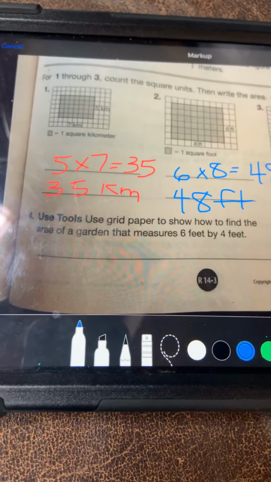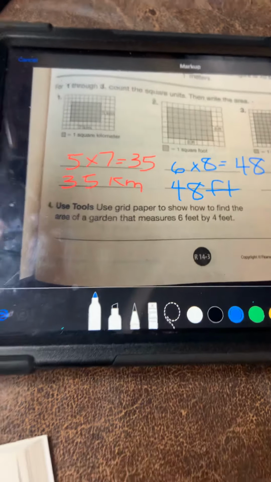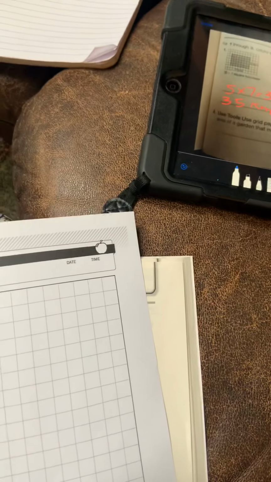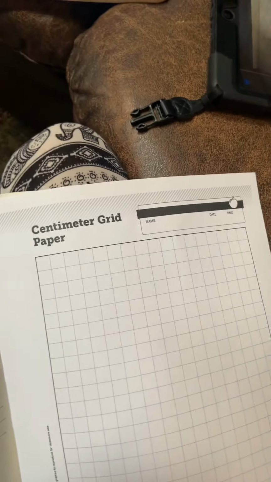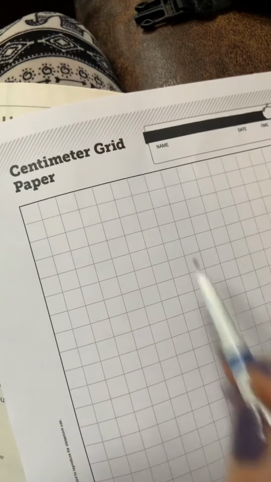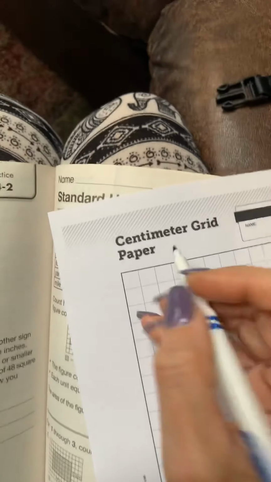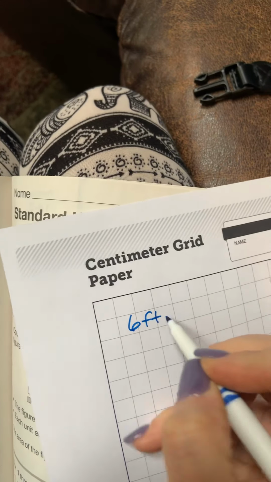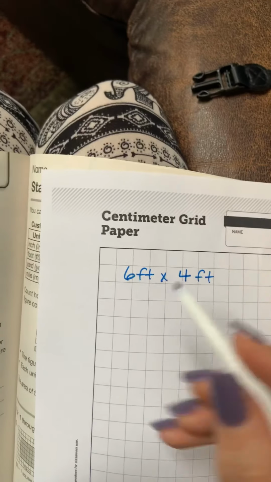Okay? So let's go back to that question. On grid paper, show how to find the area of a garden that measures 6 feet by 4 feet. So I'm hoping in your mind you're thinking, oh yeah, that's easy, no problem. Let me get a marker. Okay, so if it's 6 feet by 4 feet, now we need to practice exactly what I was talking about, where you don't just go ahead and draw in anything you want. You need to use these lines. It's 6 feet by 4 feet. Okay? So I'm going to go 6.